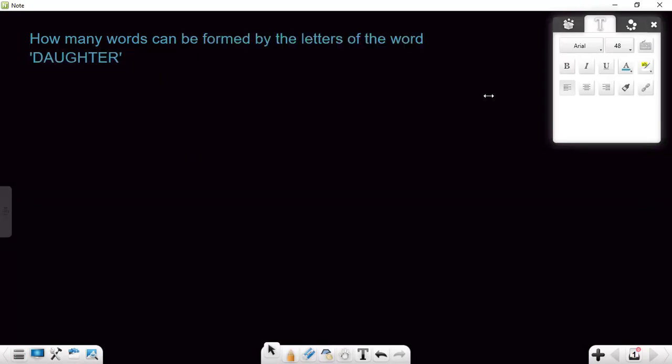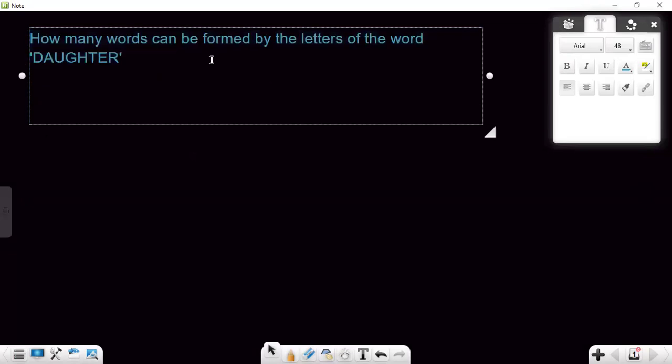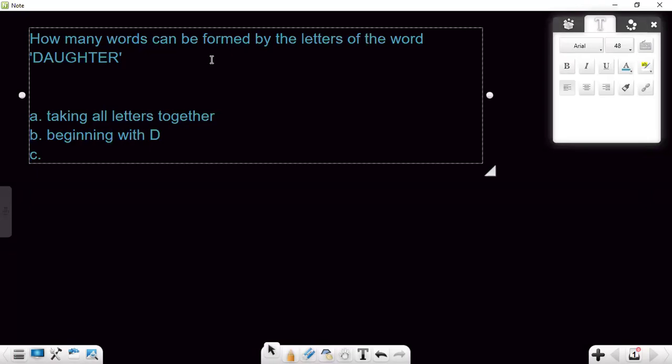Now we are talking about the methods. Taking all letters together, or beginning with D, and we also have to talk about beginning with D and ending with R.